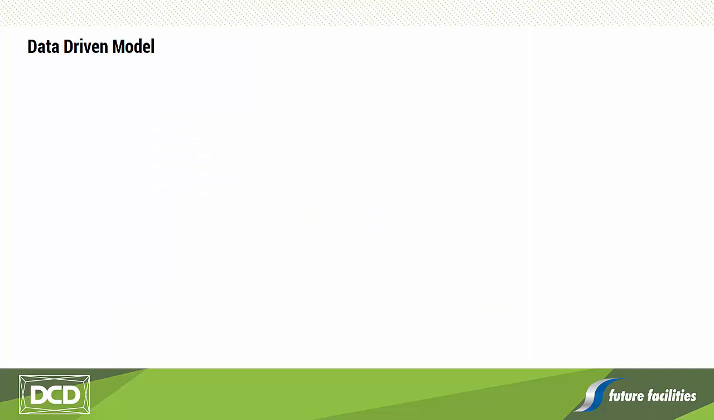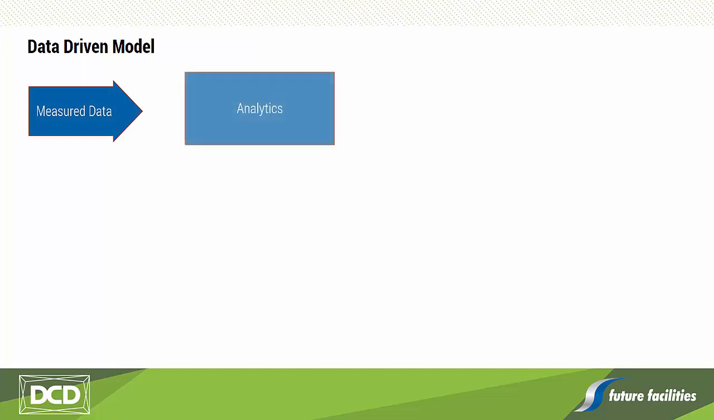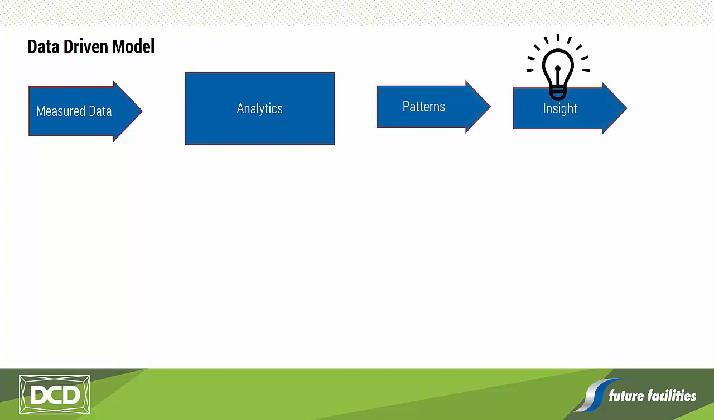Now, the two examples I've used there are quite focused on what's called a data-driven model. In a data-driven model, we take a large amount of measured data, run it through some analytics, so some statistical processing, some machine learning, and from that analytics we get patterns, and from the patterns, that's where we get our insights, where we find out things about the system.